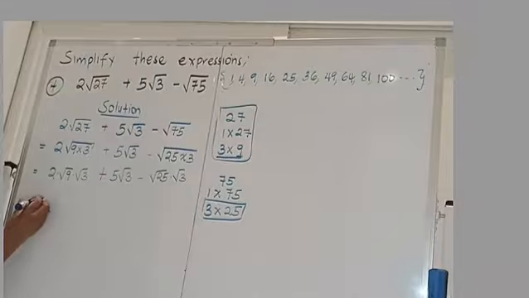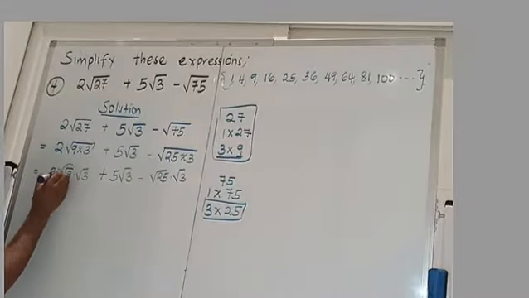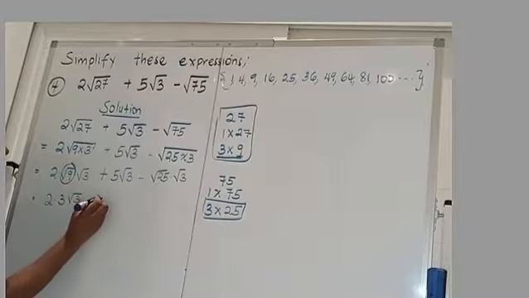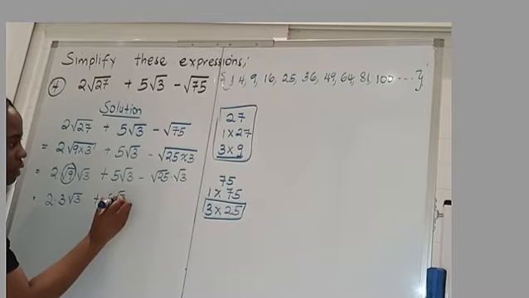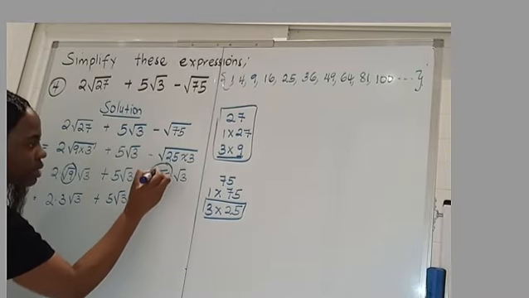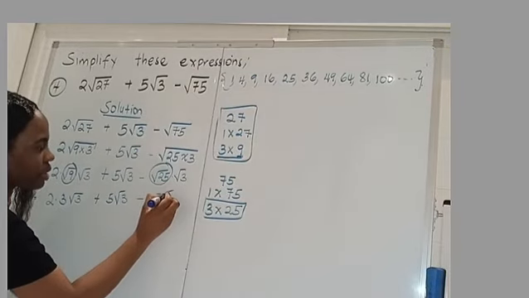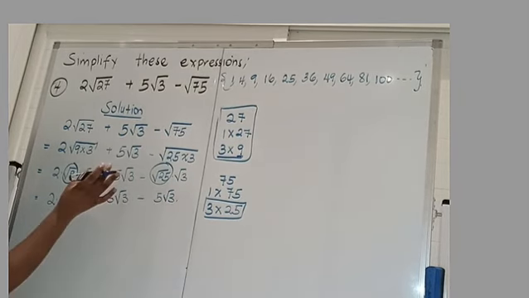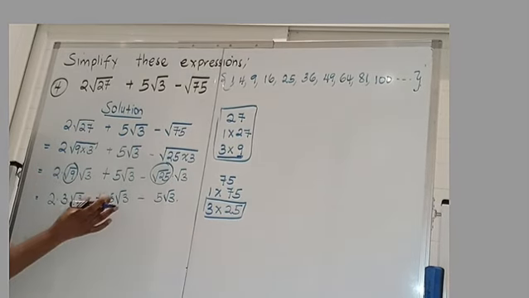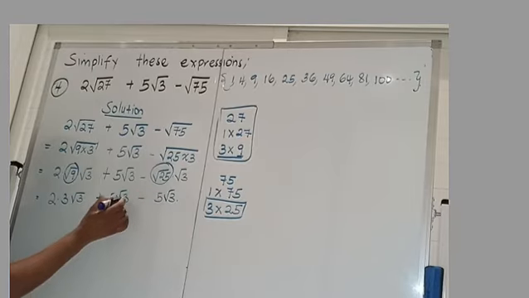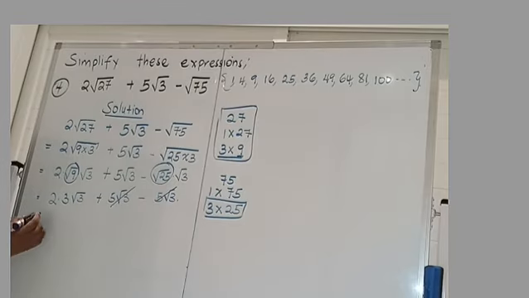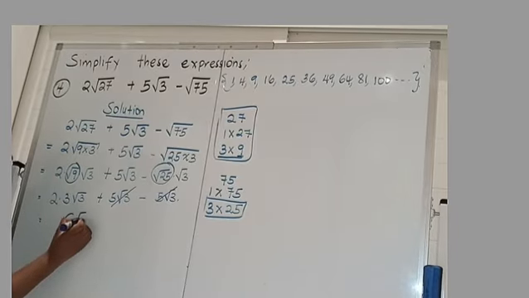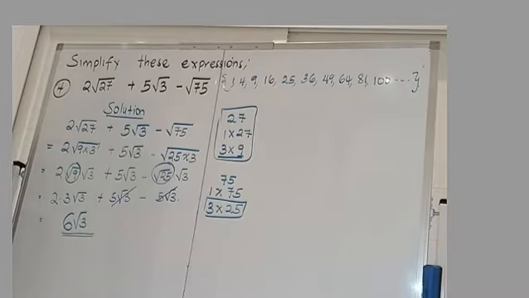So this is going to be 2 times the square root of 9, which is 3, multiplied by root 3, plus 5 root 3, minus, this is 5 root 3. Now 5 root 3 and 5 root 3 are going to disappear, because this is positive and this is negative, so you cross them out. I remain with 2 times 3, which is 6, then root 3, and that is our answer.